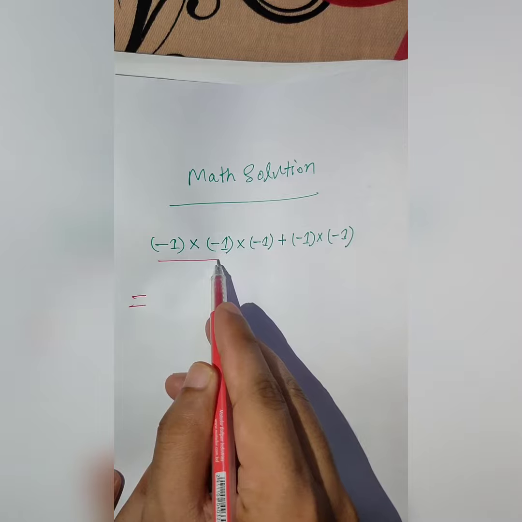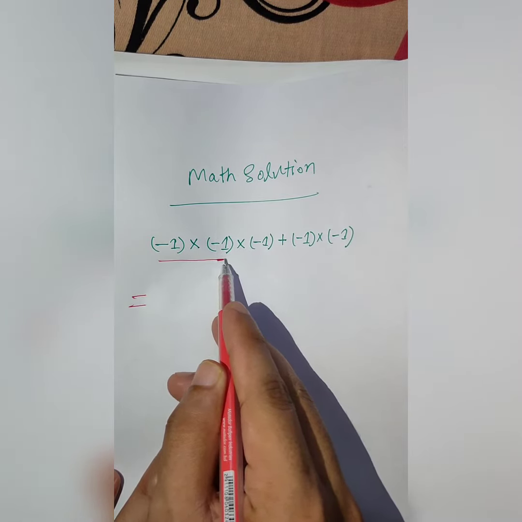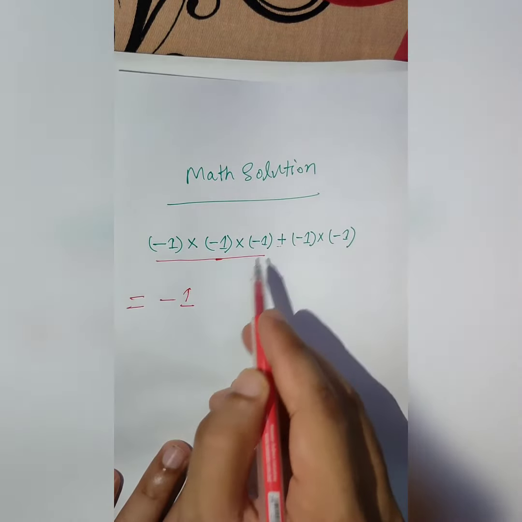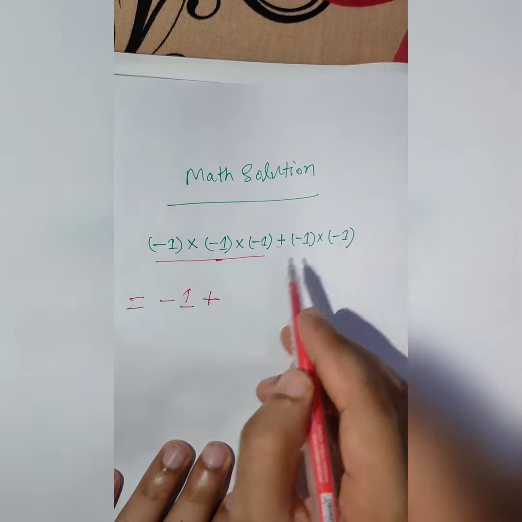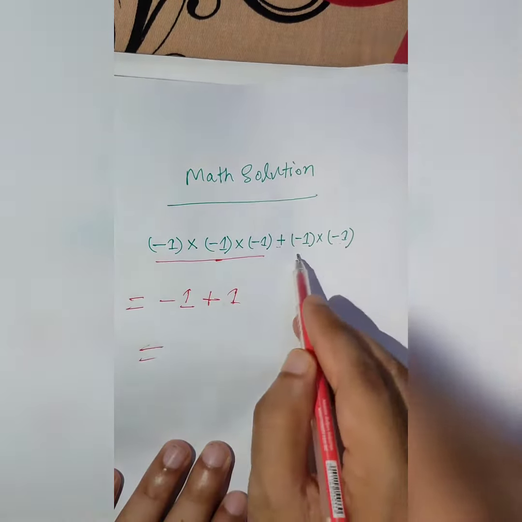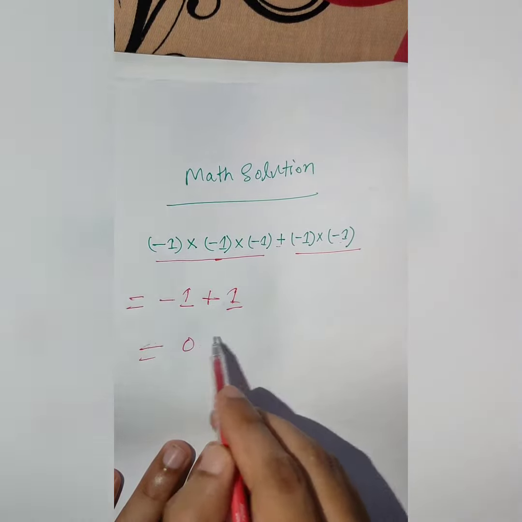Plus and minus and minus. Minus minus and plus. Plus and minus and minus. 1. Plus. Minus and minus and plus. Plus. 1, plus 1 to 0.